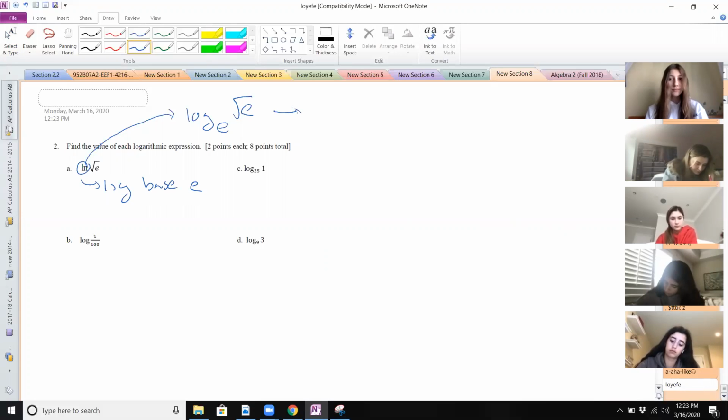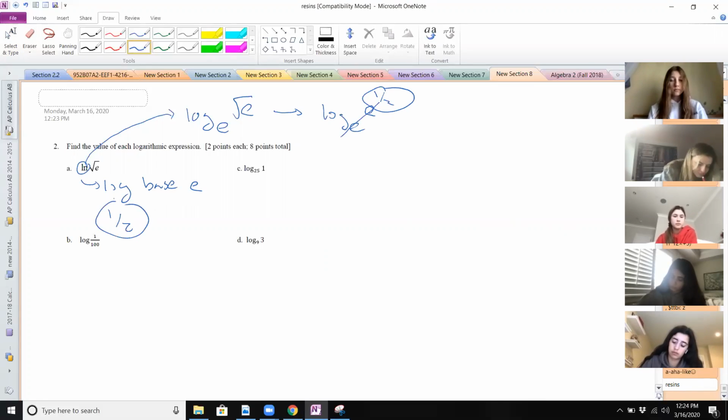Now, what is the square root as an exponent? We should know this. It's 1/2. And it's almost like these cancel. So the answer is just 1/2. So that's what's happening there. Or you can move the 1/2 to the front using our power property, which we now learned in 7.5.